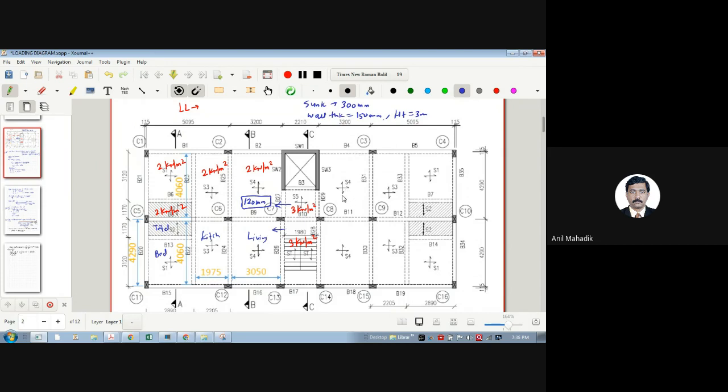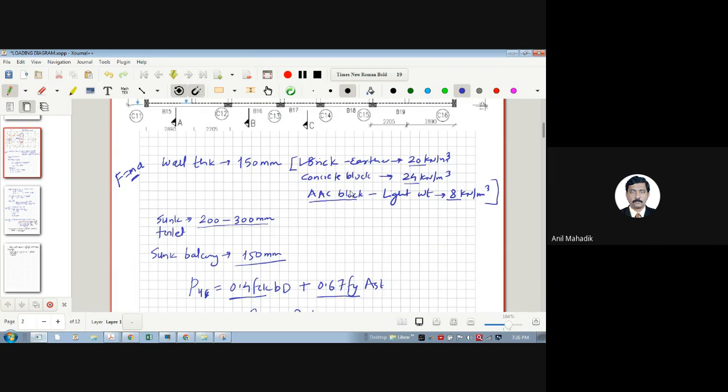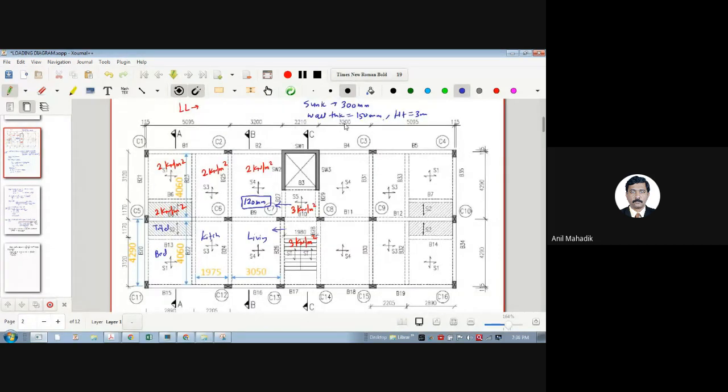First we need to decide whether it is a one-way or two-way slab. That is our first aim. Is S4 one-way or two-way? Two-way. And how to decide that? LY by LX ratio. How much is the span of S4? 3.2. LY means longer span. This is 4.29, divided by shorter, 3.2. It will be less than 2. Therefore, it is a two-way slab.